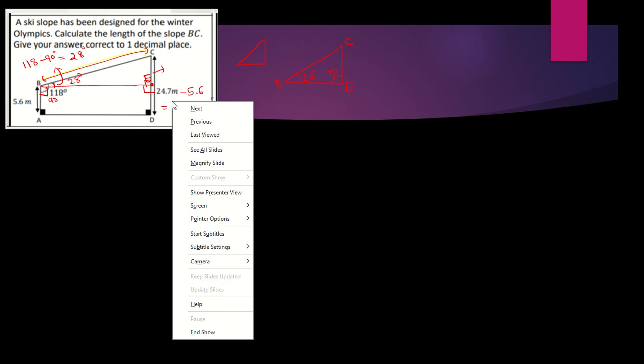This is the point which I have considered. So this is not known. So can I get the value of this? Because you know that this is 24.7 and this part is 5.6. If I subtract 5.6 from this, that will be the value of this side. So 24.7 minus 5.6 will be equal to 19.1. So I got the value of this, that is 19.1 meters.